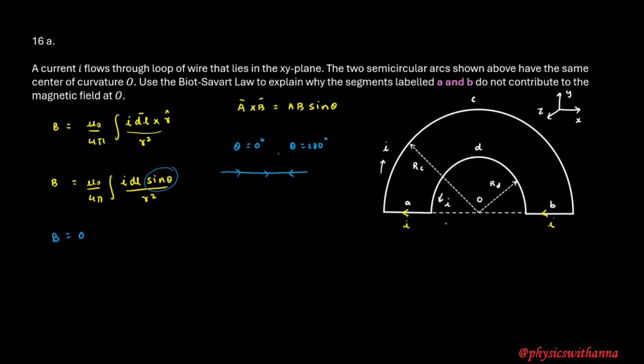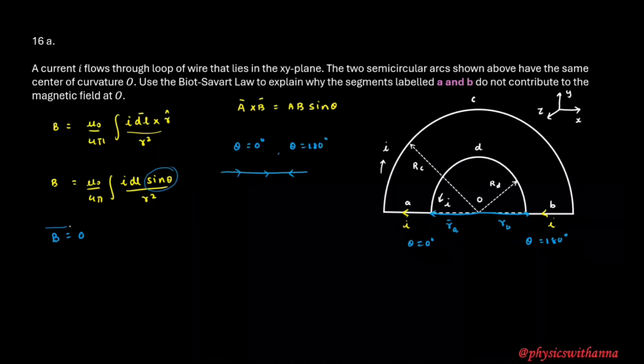So let's look at the direction of the current element and radius vector for segments A and B. In case of A, we can draw the radius vector from O to point A. I will call this RA. And for B, from O to point B, we will call this RB. If you notice, in both cases A and B, the radius vector and the current lie on the same line. They are either going in the same direction with theta as 0 or in opposite direction with theta as 180 degrees. And since they both lie on the same line, sine of the angle theta is 0 and hence the magnetic field due to segments A and B will be 0.